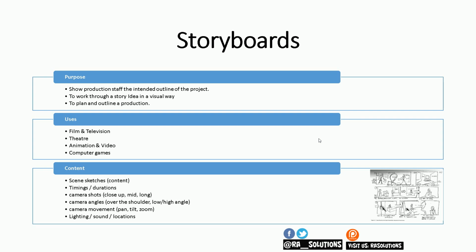In terms of what's included on a storyboard, the learners might get an examination question on this. Scene sketches, timings, the duration of each scene in your storyboard, camera shots, whether it's close up, mid, long, camera angles, camera movements, pan, tilt, and I've given examples there, and the lighting, what kind of lighting is there, what kind of sound is being played, and the locations, where is that scene taking place. And here's an example of a storyboard.